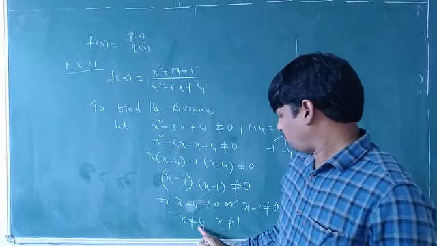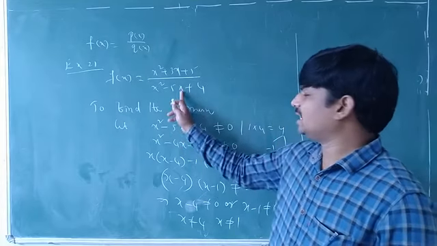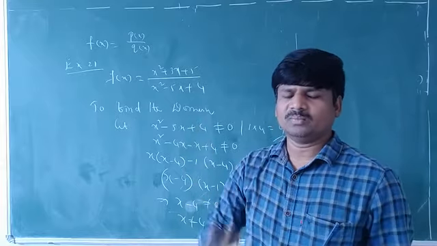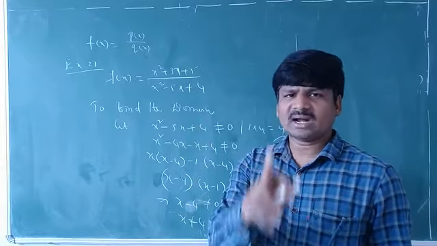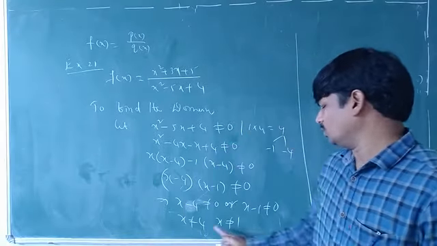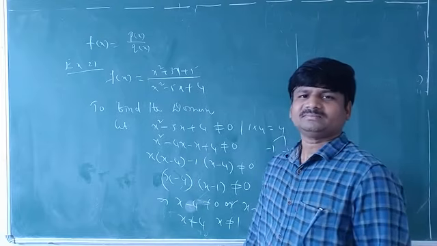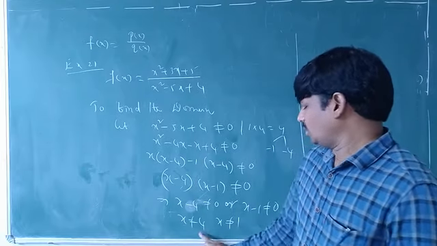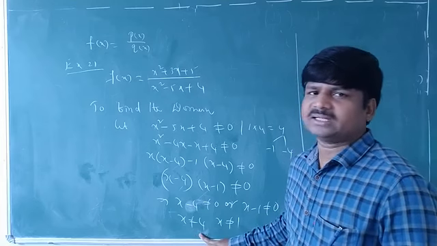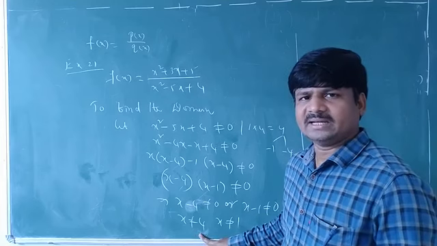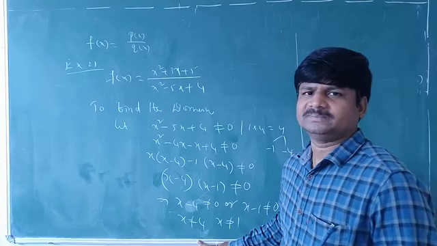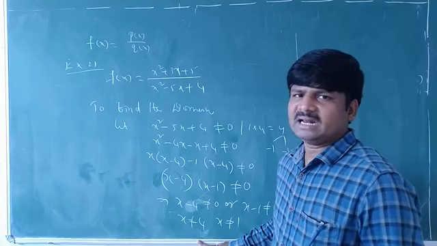So if you take 4 and 1, you cannot, because then the denominator will be 0. That is why don't take 1 and 4. X values you cannot take 1 and 4. Except 1 and 4, you can take any real number. Except means this 1 and 4 you cannot take. Except this 1 and 4, you can take all real numbers.